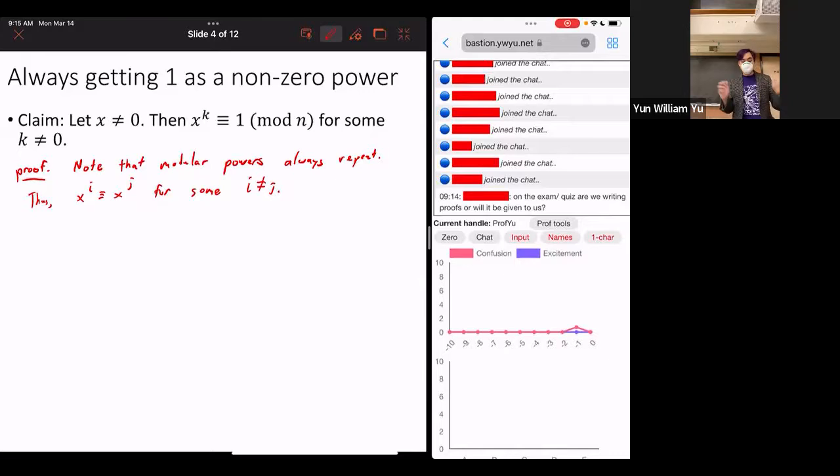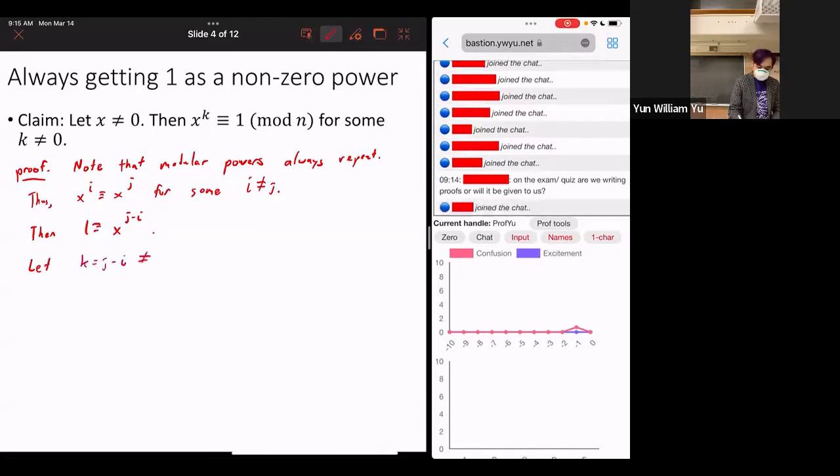Okay, but anyway, so we rewrote modular powers always repeat in this sort of mathematical form. x^i is equivalent to x^j for some i not equal to j. Obviously, if i is equal to j, then these two have to be the same. Well, then we know that 1 is equivalent to x^(j-i). And so if we just let k equal j minus i, then that's not equal to zero, right? So we now have x^k is equivalent to 1 for some k not equal to zero. And that concludes our proof.